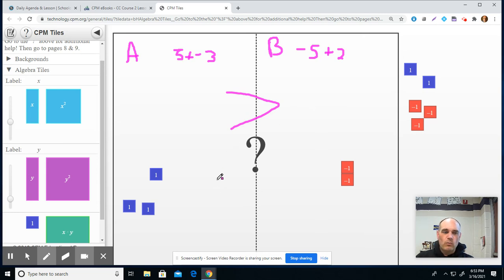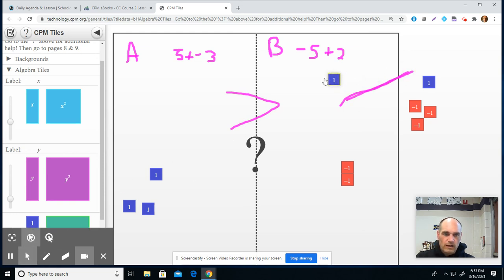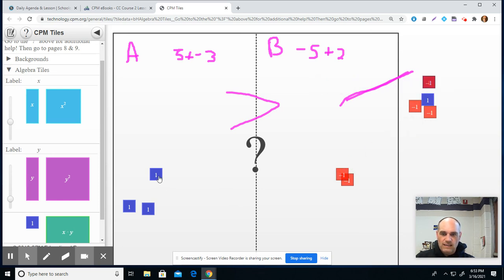So there are two different ways that we can compare different sides. We could make zero pairs, like we did in the first one. So I could do zero pairs to simplify, or I can also take the same thing off of both sides. So that's two different ways that we can simplify. And the second way is something new, but I definitely wanted you to see that.